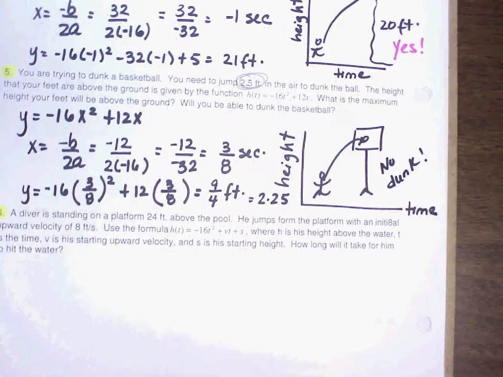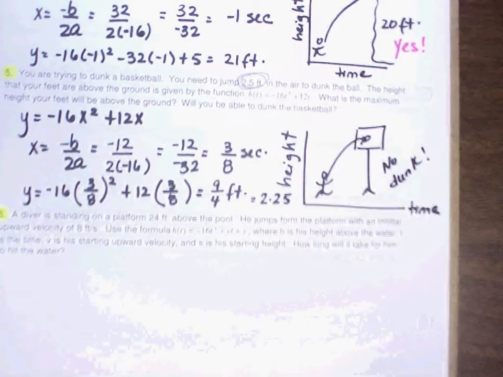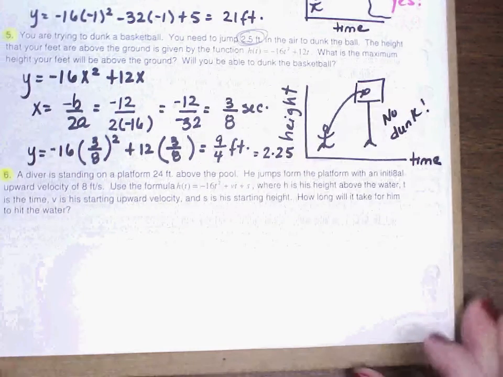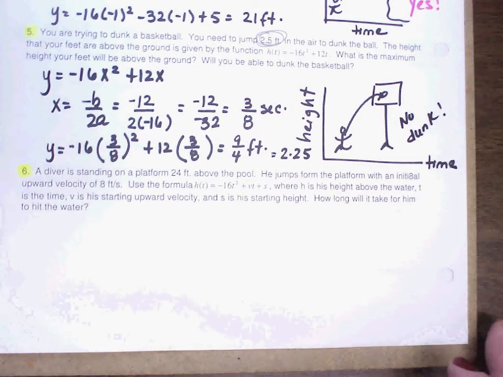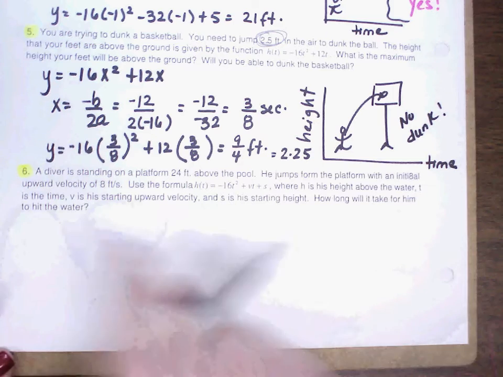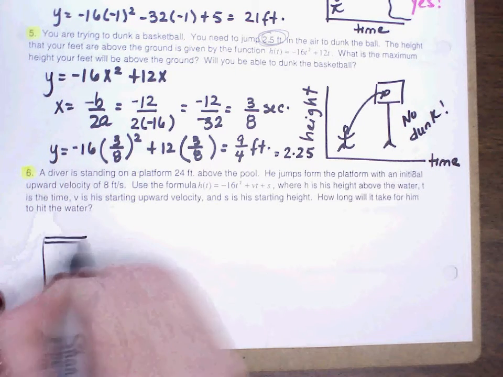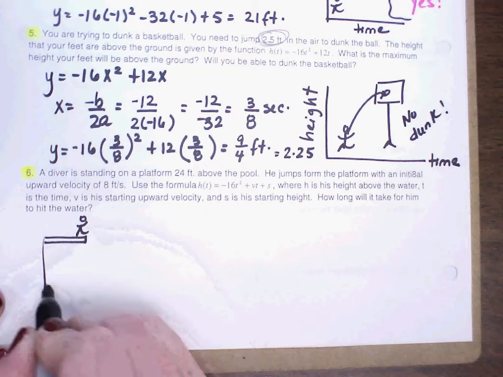The diver is standing on a platform 24 feet above the pool. So there's your platform, and you've got somebody that's going to dive, right? Dive. No, they're not going to die. Hopefully they're not going to die.